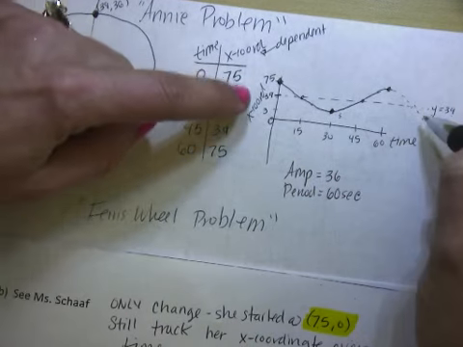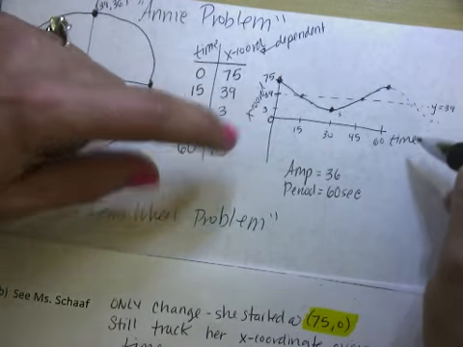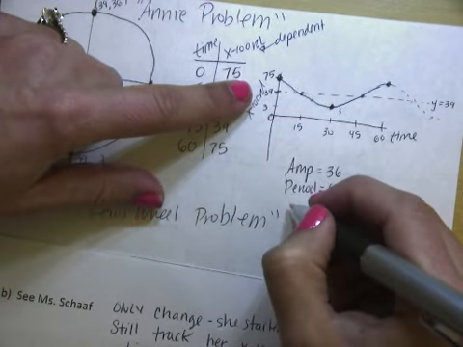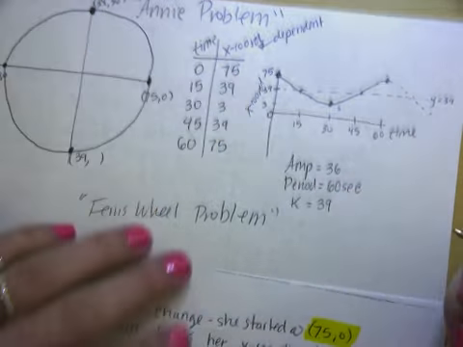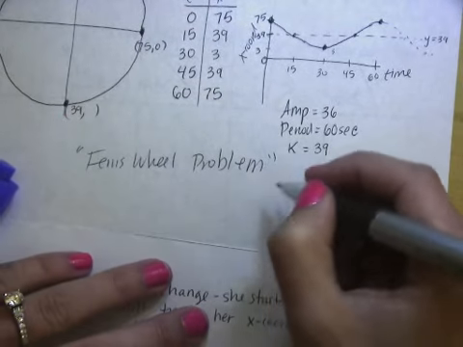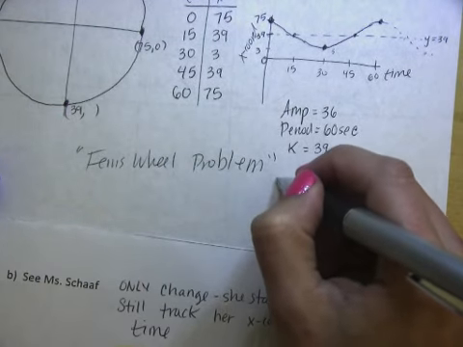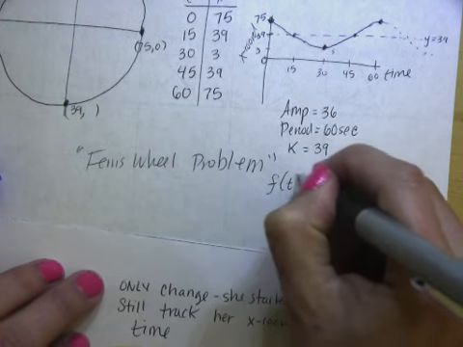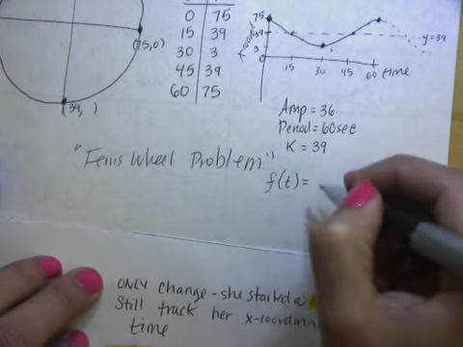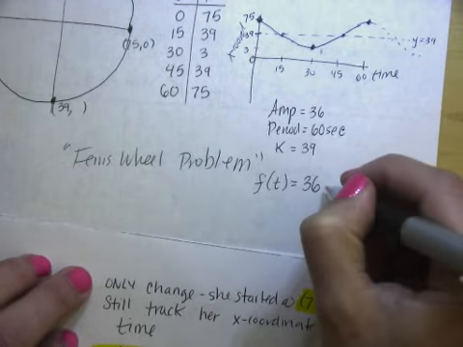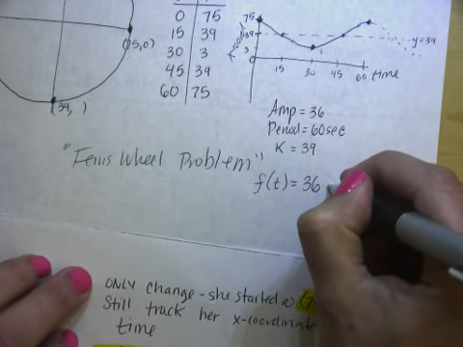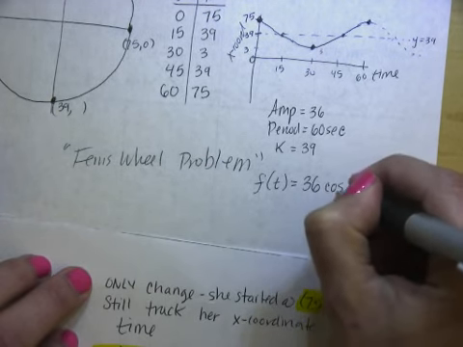The only thing that's midline is no longer at 0, it's up at 39, which means that there's been a vertical shift. So our k value shifted up 39. So in this case, our equation is just going to be f of t, could be any variable there. Our amplitude is 36, and we see we have a cosine function. So we have cosine. And then I have to figure out my b value.